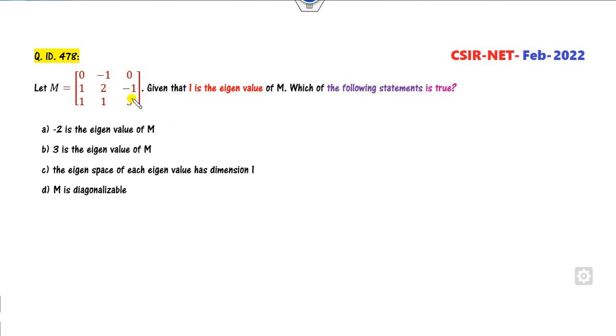Okay, look at that. M is a 3 cross 3 matrix. 1 is an eigenvalue of M. So there are 3 eigenvalues. One eigenvalue is given to you, 1. What are the other eigenvalues? First method is you can solve A minus lambda I equals 0, but it will again take a very large time. So the easiest way is to look at the row-wise and the column-wise sums.